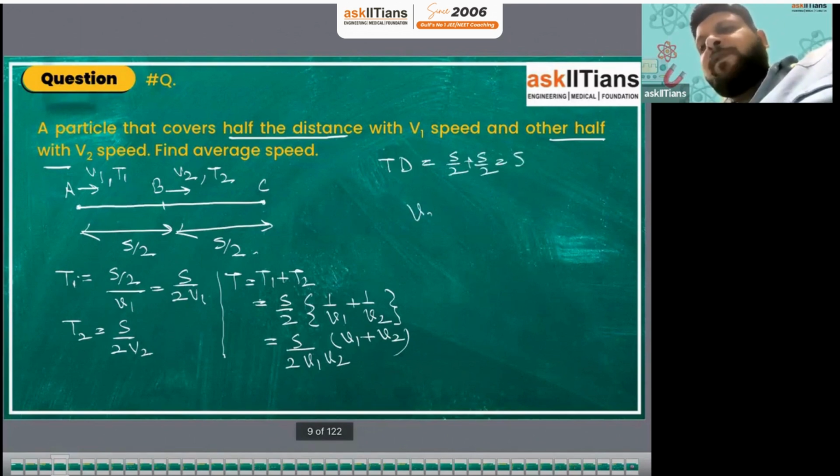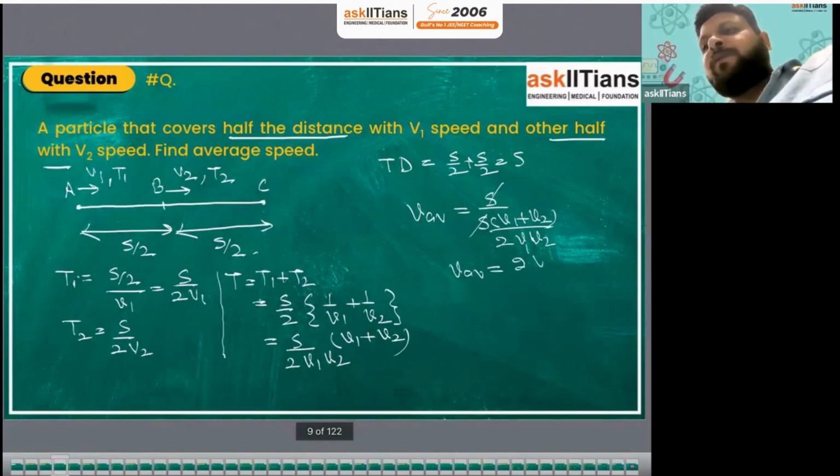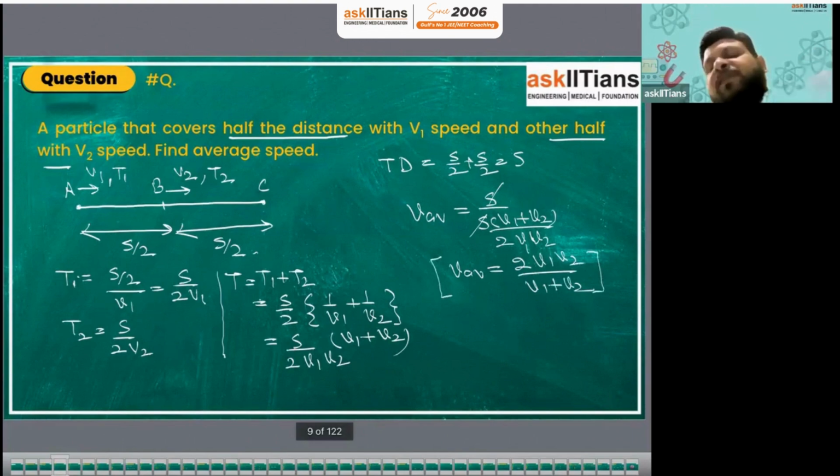For finding out average speed, total distance S divided by S into V1 plus V2 divided by 2 V1 V2. S will be cancelled. And finally, you have average speed is equal to 2 V1 V2 divided by V1 plus V2. You have to remember this formula. This is a very important formula.